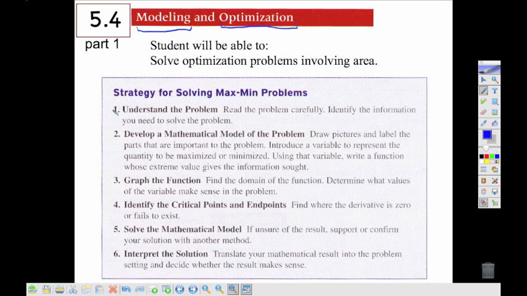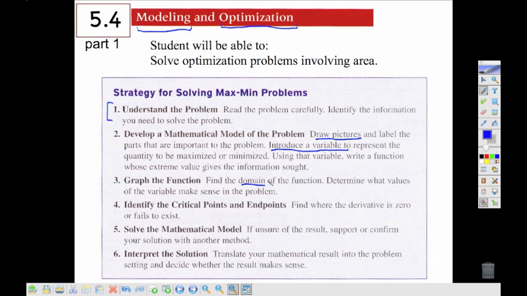So with these, first of all, we're going to have to understand the problem. We want to read it carefully, make sure you identify what you have and what you're going to need. Then we're going to develop a mathematical model, which probably would involve drawing pictures, labeling the parts. We want to introduce a variable to represent what we want to maximize or minimize, and using that variable we're going to write a function to find those extreme values for the information that we're looking for. Then we're going to graph that function, find the domain of it.